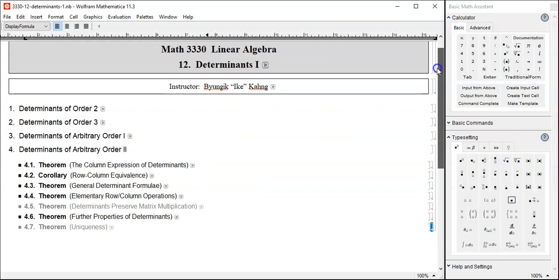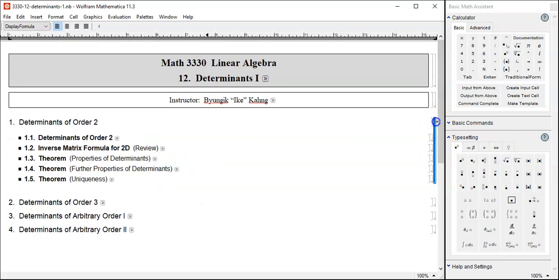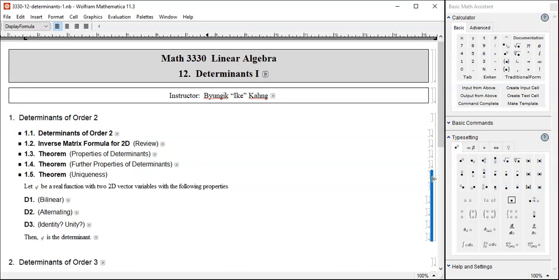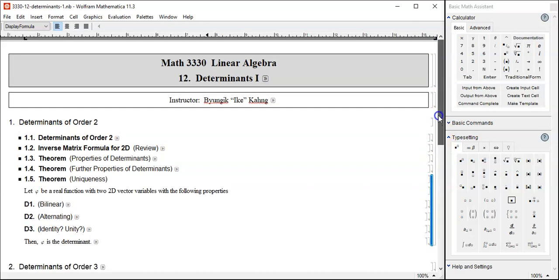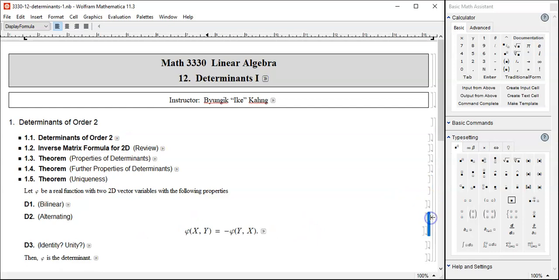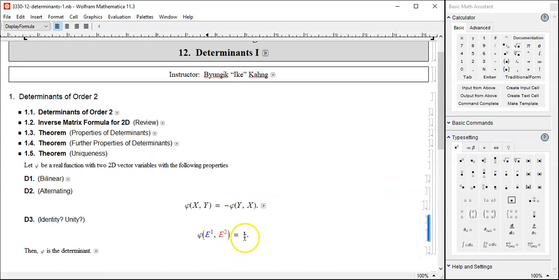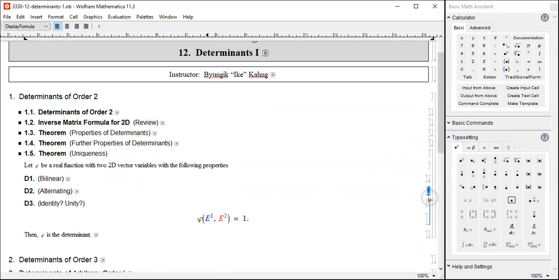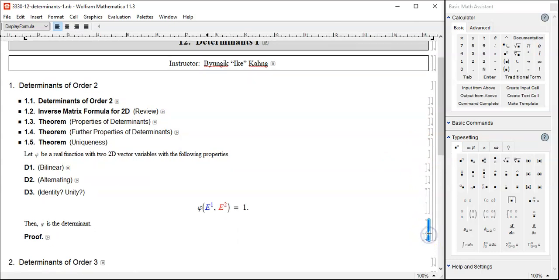Now, before proving all this, let's go to section 1 and let's talk about something similar. Actually, the same but easier version. Let phi be a real function with two-dimensional vector variables with the following properties. Bilinear, linear with respect to the first and the second variables. Alternating, and the identity property, phi of E1, E2 is equal to 1. Then this must be the determinant, and let's prove it.